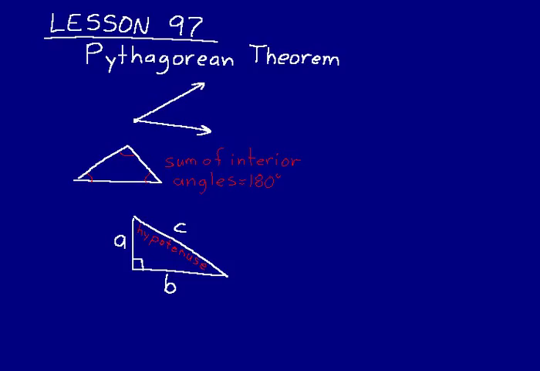The only time you'll ever hear that word really is when you're talking about the side opposite a right angle, a 90-degree angle in a triangle. That's called the hypotenuse, and it has a special name. It's the longest side of a right triangle.